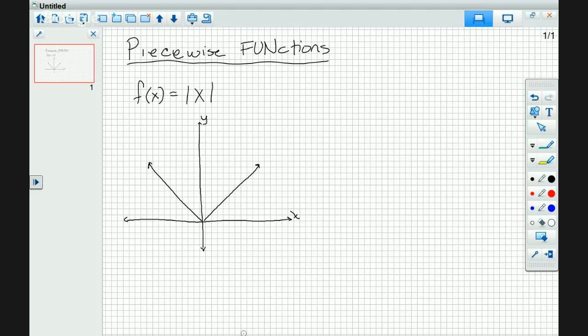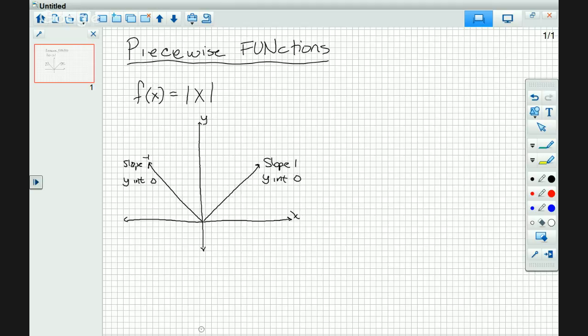Right? That's a piecewise function. For real. Okay, here's why. What happens? What's the slope of this line? -1. What's the y-intercept? 0. Okay. What's the slope of this line? 1. And the y-intercept is 0.